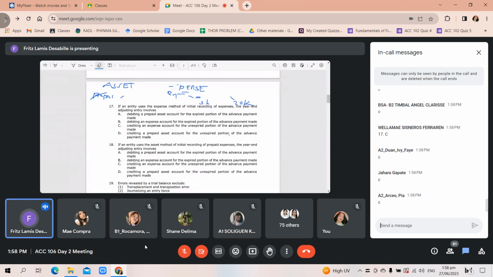Letter C. So we credit the expense for the unexpired portion. We cancel it out, we remove it, because it should not be expensed. Since it is still unexpired, why would you expense it? And we record an asset for the unexpired portion. So it is the crediting account for the unexpired portion of the advance payments made. Okay, so the answer for number 17 is letter C.